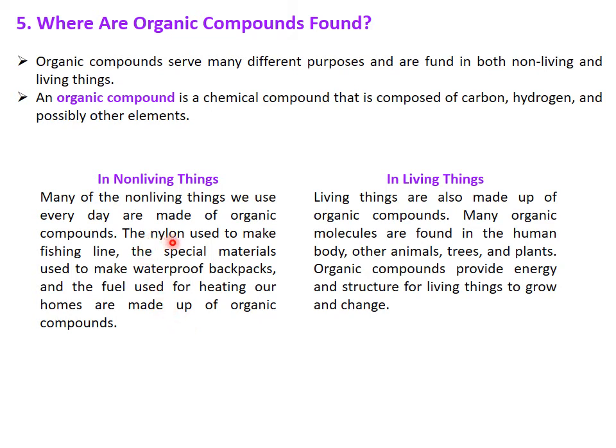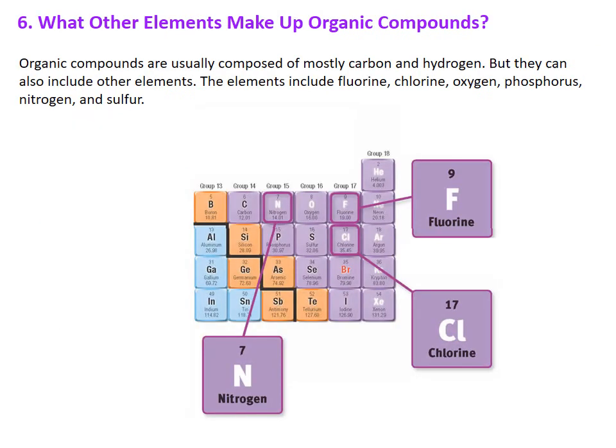The nylon used to make fishing line, the special materials used to make waterproof backpacks, and the fuel used for heating our homes are made up of organic compounds. Living things are also made up of organic compounds. Many organic molecules are found in the human body, other animals, trees, and plants. Organic compounds provide energy and structure for living things to grow and change. Now, let's see what other elements make up organic compounds.